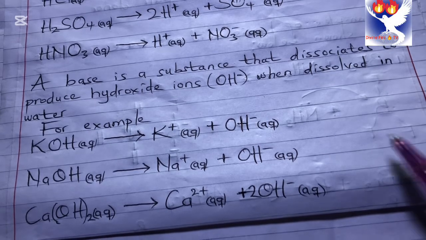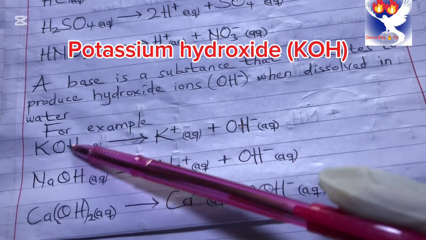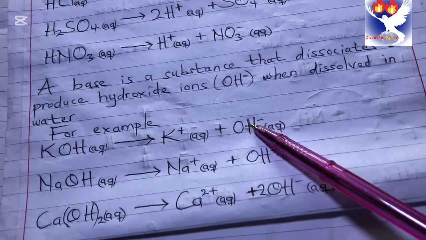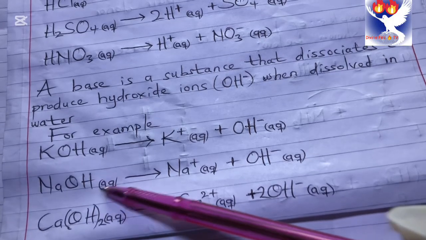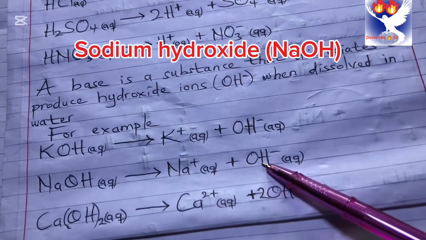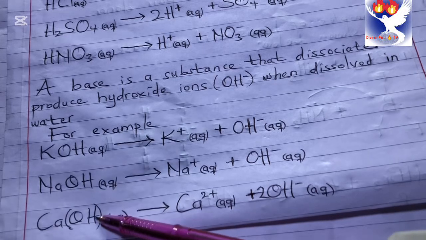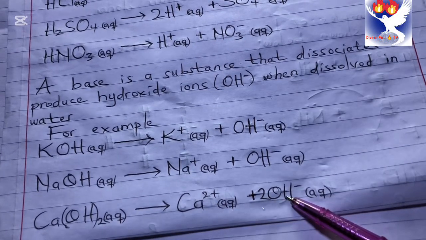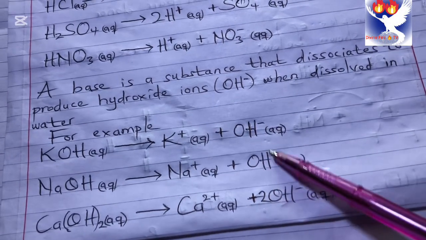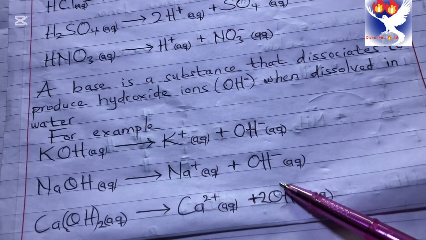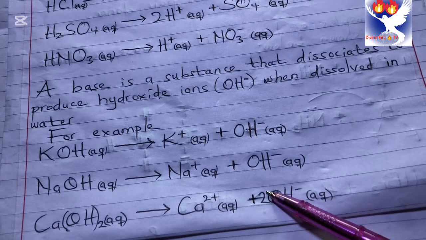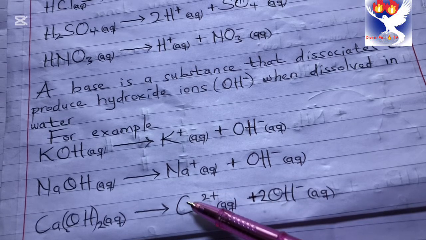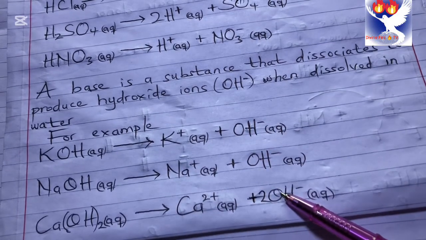Let's look at an example. Potassium hydroxide dissociates to produce potassium ion and hydroxide ion. Sodium hydroxide dissociates to produce sodium ion and hydroxide ion. Calcium hydroxide dissociates to produce calcium ion and hydroxide ion. So you can see hydroxide ion, hydroxide ion, hydroxide ion as the only negatively charged ion. That is an Arrhenius base. All these produce hydroxide ions.